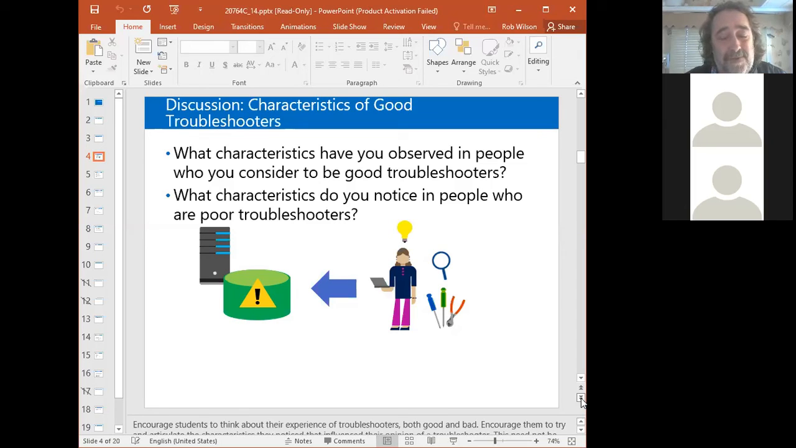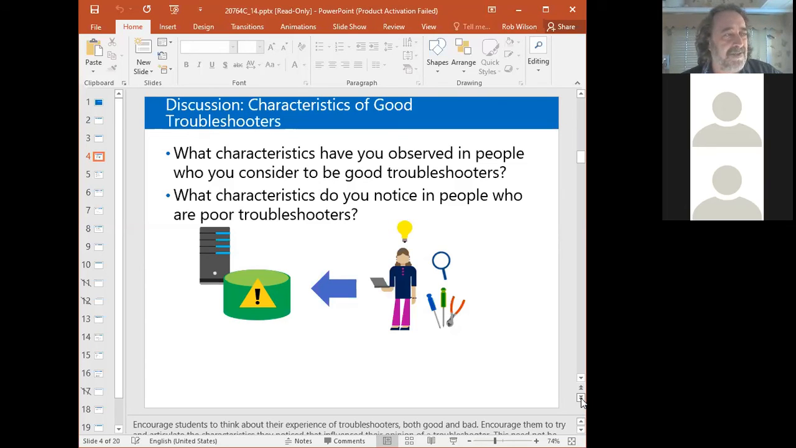Best troubleshooters are people who do troubleshooting a lot. If you've been fixing a particular problem, for example, something would happen at the campus and I would have fixed it and then it happens again, I'll say, wait a minute, this looks familiar. So somebody who does a lot of troubleshooting makes a good troubleshooter.